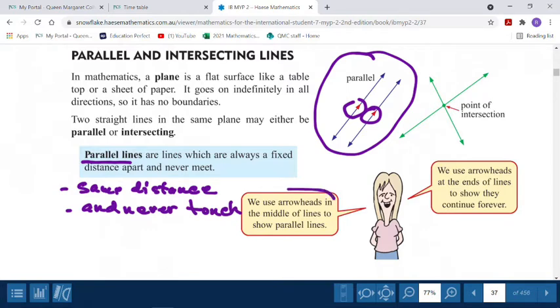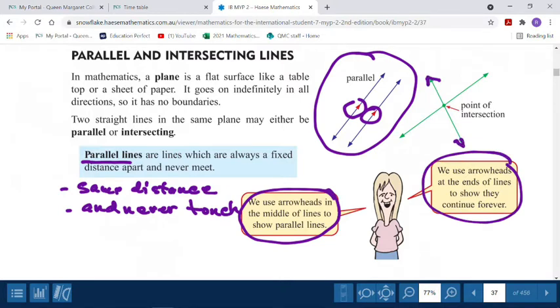So in the middle of the lines, it'll show parallel lines, right? And the arrowheads at the end just mean they're going on forever. But these little arrows mean that they're going on forever at the same distance apart. Therefore, they're parallel.